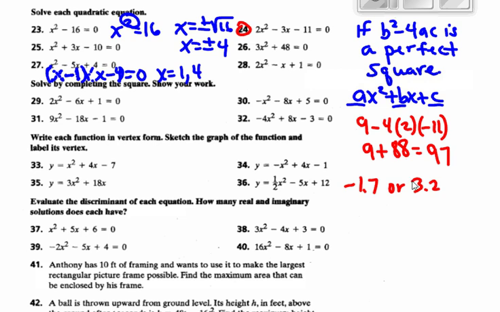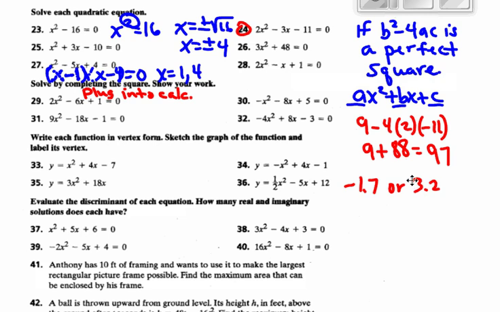Okay, solve by completing the square. I'm not going to have you do that. We're going to have you just go ahead and plug these into the calculator. That's going to take too long to go through. Plug into the calculator, just like I just showed you. Get your 2 answers. Remember, they're all going to have 2 answers.